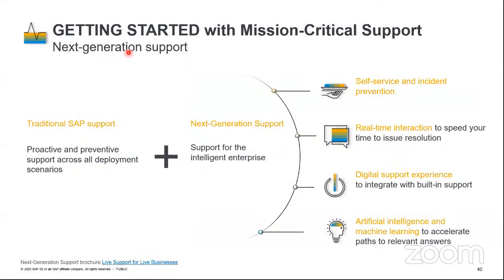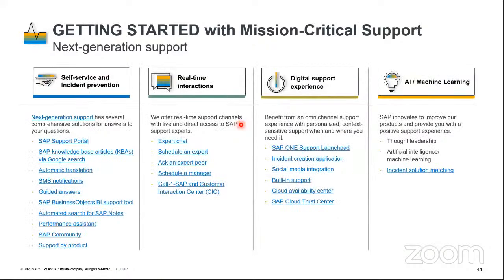So we have next generation support that leverages the latest technology, such as artificial intelligence and machine learning, to enhance your digital support experience. You can also benefit from real-time interaction, self-service, and incident prevention. So basically, under the NGS, we have 4 offerings: self-service and incident prevention, real-time interaction, digital support experience, and artificial intelligence and machine learning.